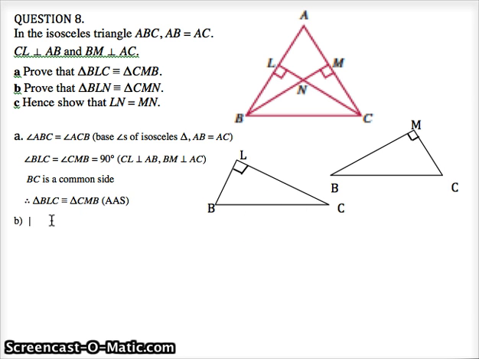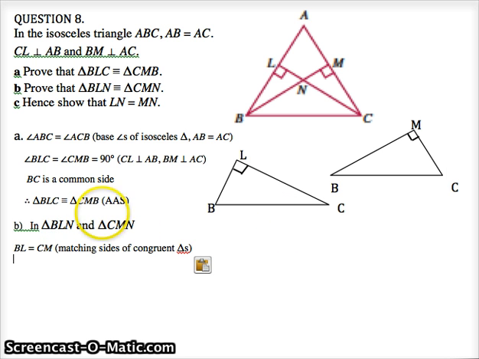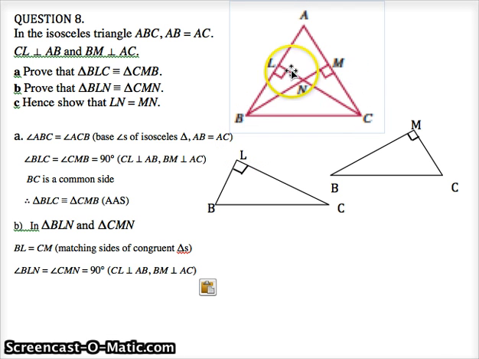We should probably talk about which triangles we're talking about. So we should say in triangle BLN and triangle CMN, we know, first bit of information, that BL equals CM, and that's because they are matching sides of congruent triangles that were proven in part 1. We also know that in these two triangles we've got a right angle in each triangle as well, and that again is because CL is perpendicular to AB and BM is perpendicular to AC, so we can write that down. So far we've got a side in each of those triangles and the right angle.